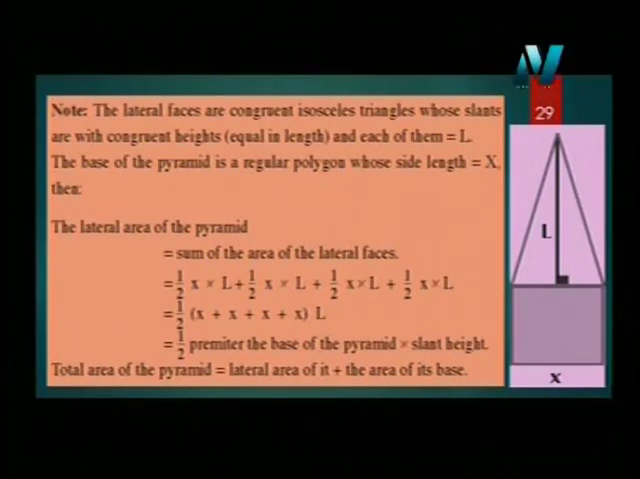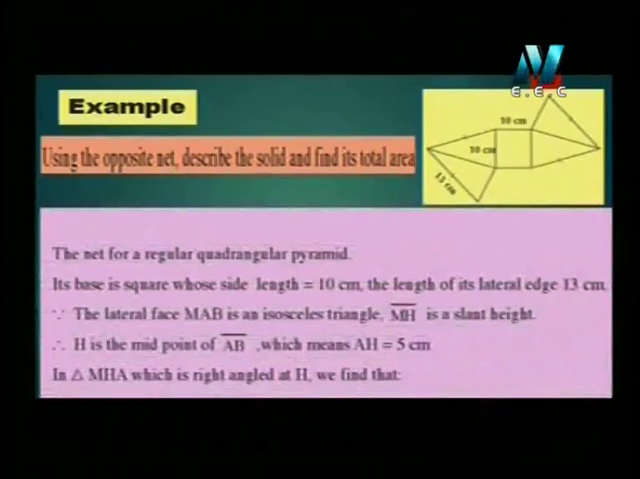So if we have an example here: to find the lateral area, using the opposite net, describe the solid and find its total area. We have here a square base with length 10 centimeter, and we have edge equals 13 centimeter, and we would like to find out its total area. This net will make a solid geometry, which is a pyramid.